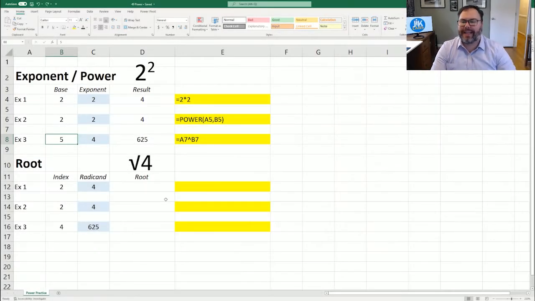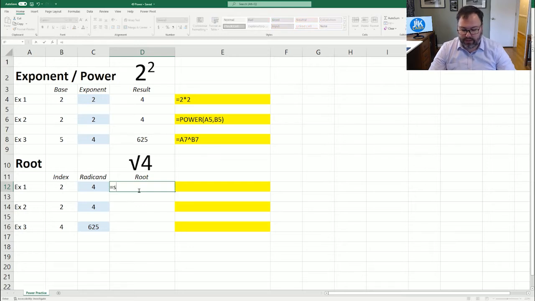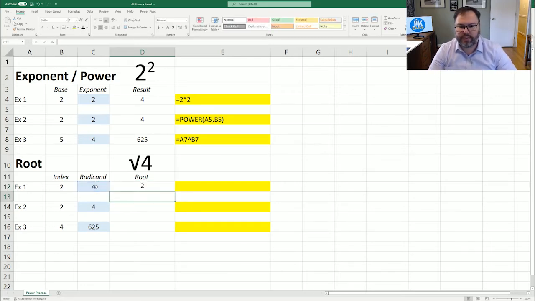Now, let's do the exact opposite and find the root of these numbers. Well, in the first two examples the index is 2, so it's going to be the square root, but this down below is 4. So how are we going to go about that? Well, luckily for the square root, Excel has a very easy function, SQRT, open those parentheses, and select the number, close out those parentheses and hit enter, and you get your result.